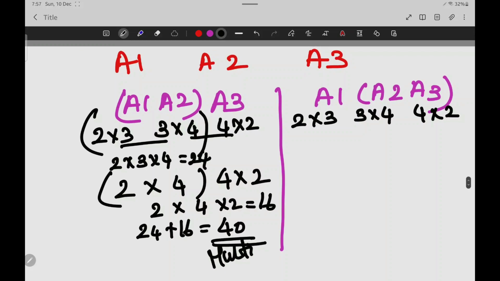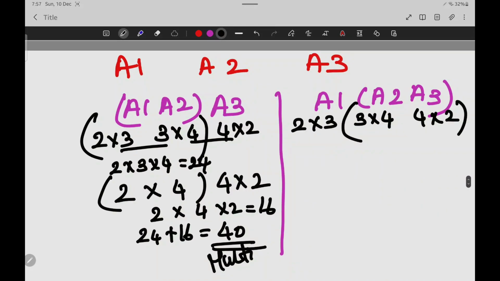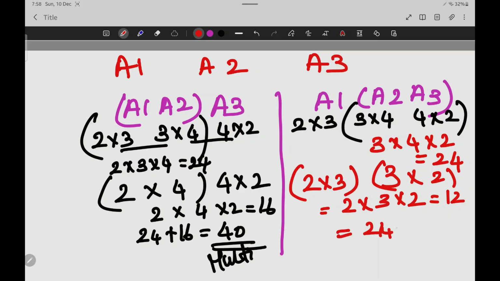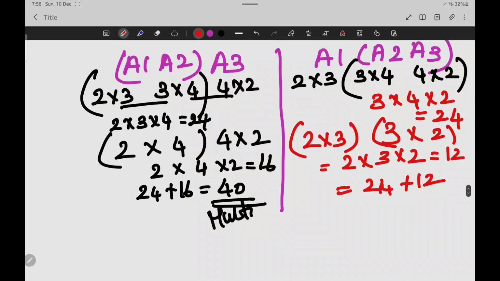We shall check it with the other combination. First we multiply these two: 3 into 4 into 2, that is 24. The resultant matrix is 3 into 2, which should be multiplied with 2 into 3. So 2 into 3 into 2 is 12. So 24 plus 12 is 36. So 36 is the total number of multiplications.